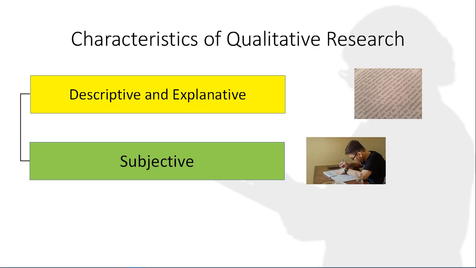In many textbooks, you will read that the researcher is taken to be a part of the research process in case of qualitative research. This is what it means, that the researcher's judgments and expertise will influence the way he looks at the phenomenon in front of him.